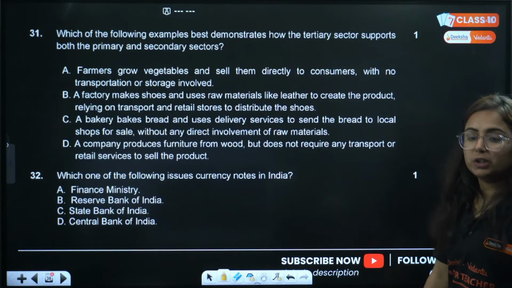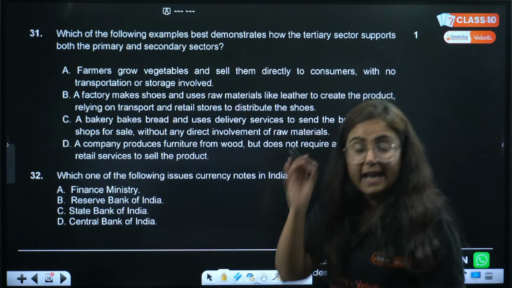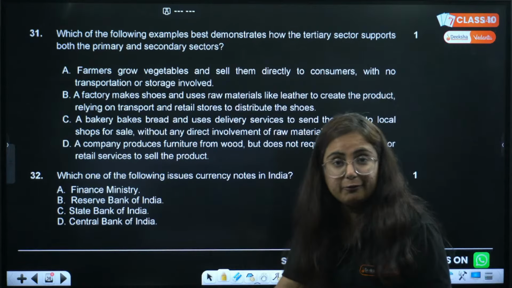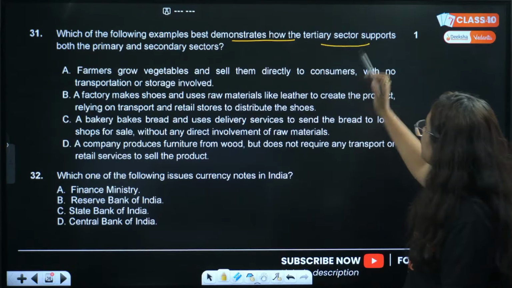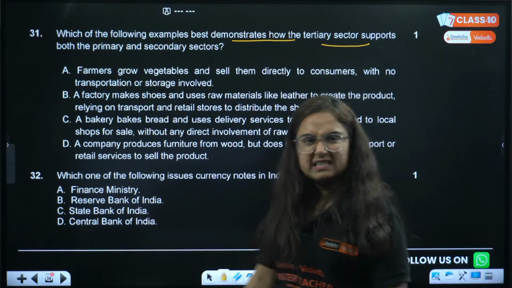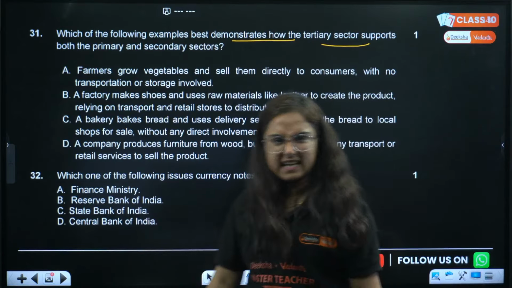Now, moving to the 31st question of the day. Everyone energetically answer this as fast as possible. Which of the following examples best demonstrates how the tertiary sector supports both primary and secondary? The tertiary sector is growing, its importance is growing. But why? Answer is option A.